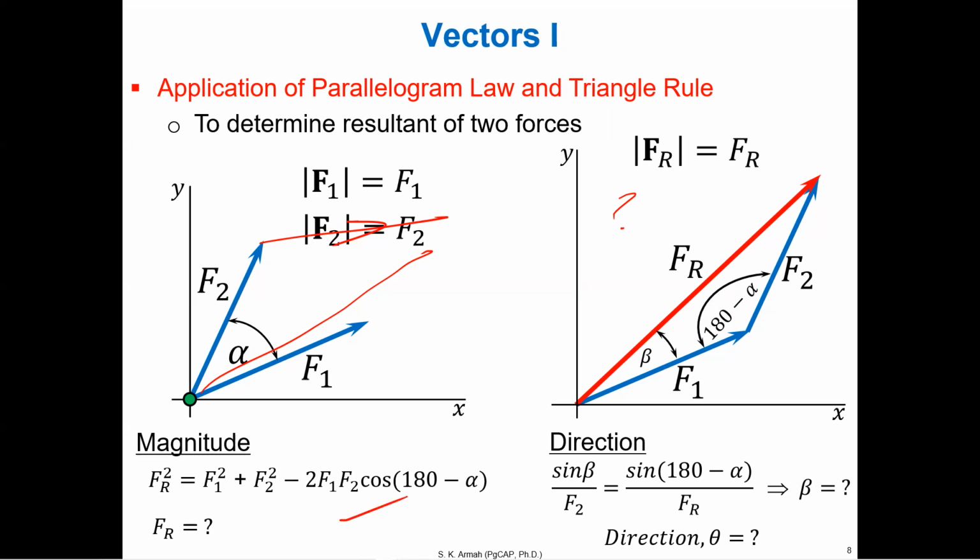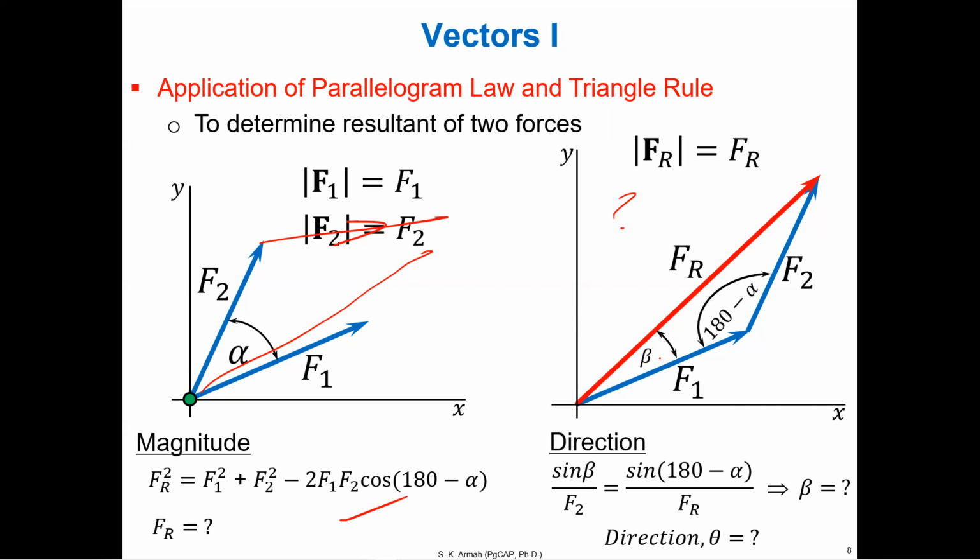That's the magnitude. Okay, that is straightforward. But the problem is how to get a direction. So to get a direction, this is the resultant in red here. So we indicate an angle beta.